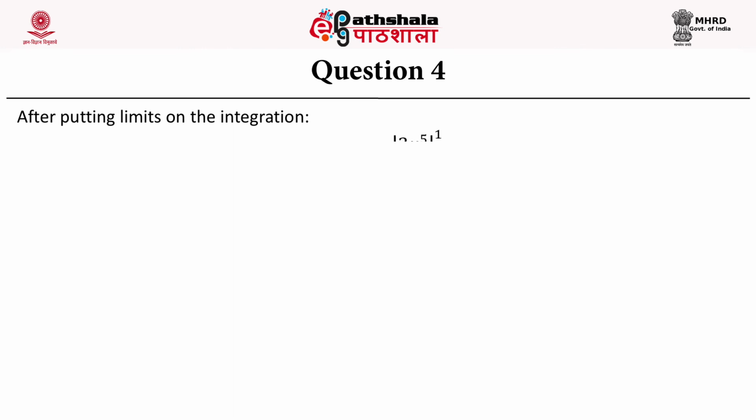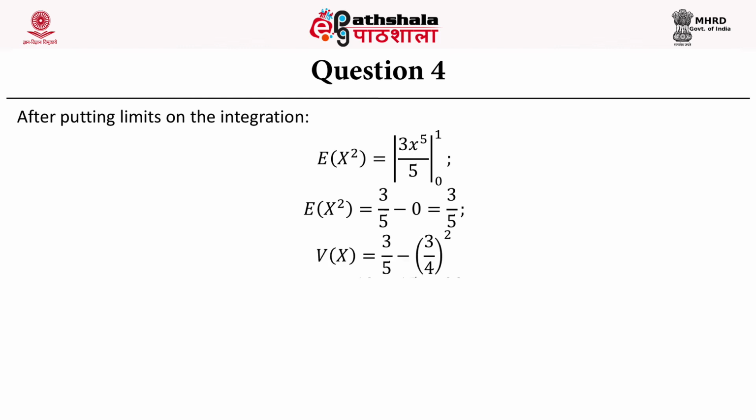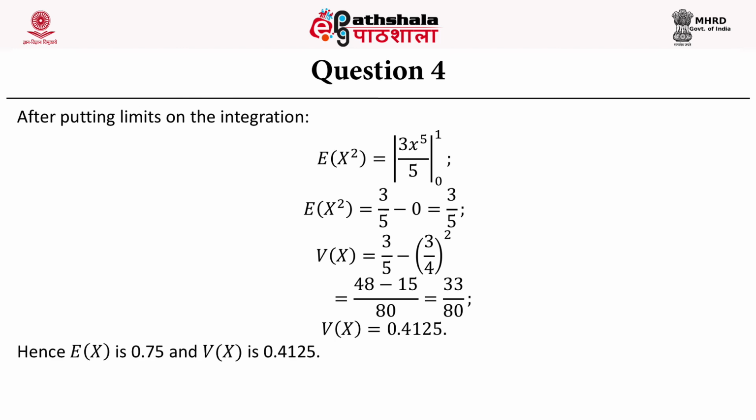After putting the limits on the integration, we will get expectation of x square is equal to 3 by 5 and variance of x is equal to 0.0375. Hence expectation of x is 0.75 and variance of x is 0.0375.